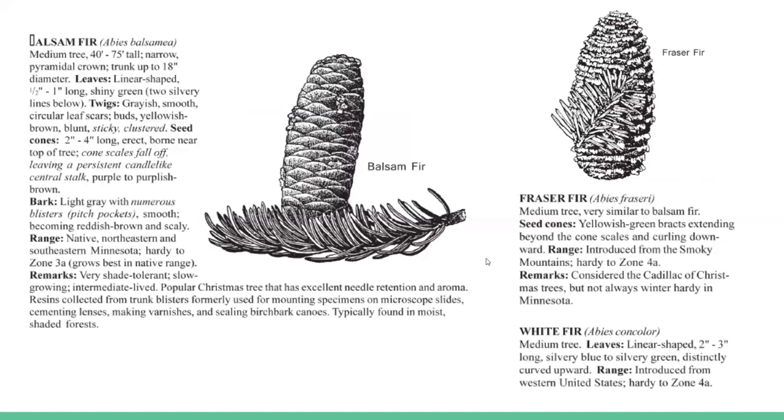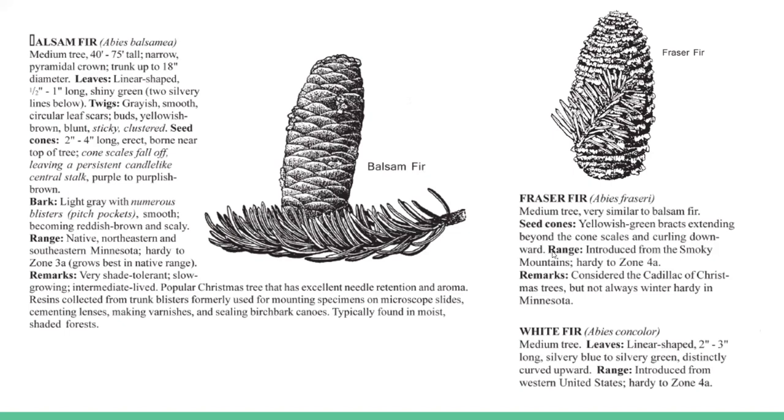So here we would have taken ourselves to page 17. And at this point, we would have compared to the image as well as the description. So this is where we would start double checking what we're looking at. So in this case, it happens to be a balsam fir. So we might have confirmed that by looking at the length of those leaves, looking at this description of the twigs. I cut this tree down myself, so it's helpful that the range is native to northeastern Minnesota, which is where we are, right? But we see that there are some other similar species.